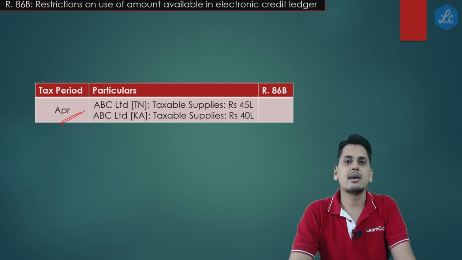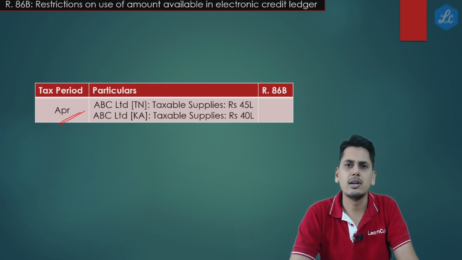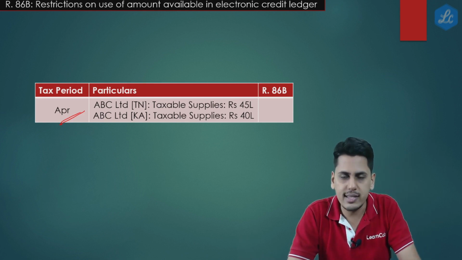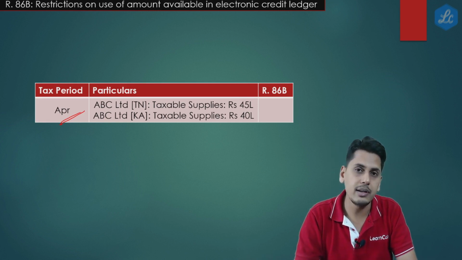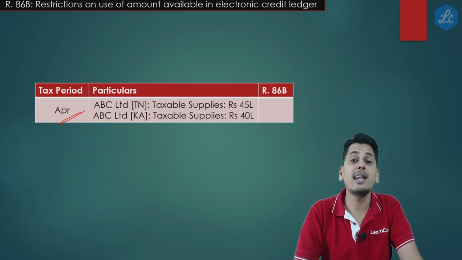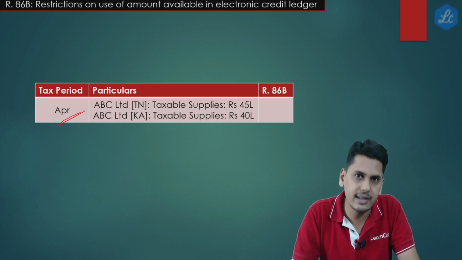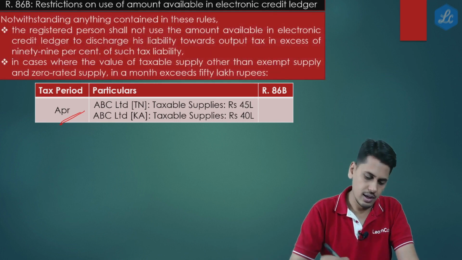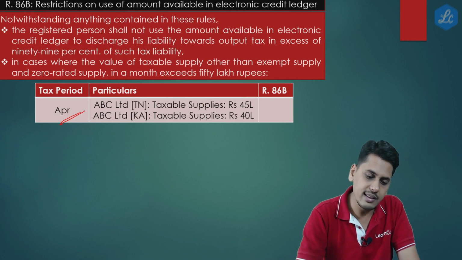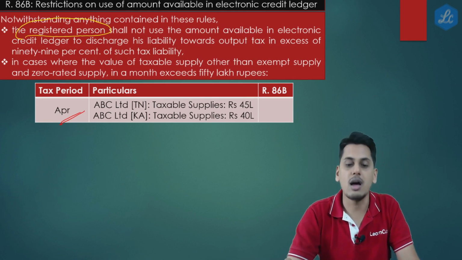Now the question is, as regards the value of taxable supplies, that 50 lakh rupees, should I check it PAN number wise or should I check it GSTIN wise? I repeat, friends, the 50 lakhs threshold, should it be checked PAN number wise or GSTIN wise? Friends, let's have a look at 86B. It tells us, notwithstanding anything contained in these rules, the registered person shall not use the amount available in electronic credit ledger.